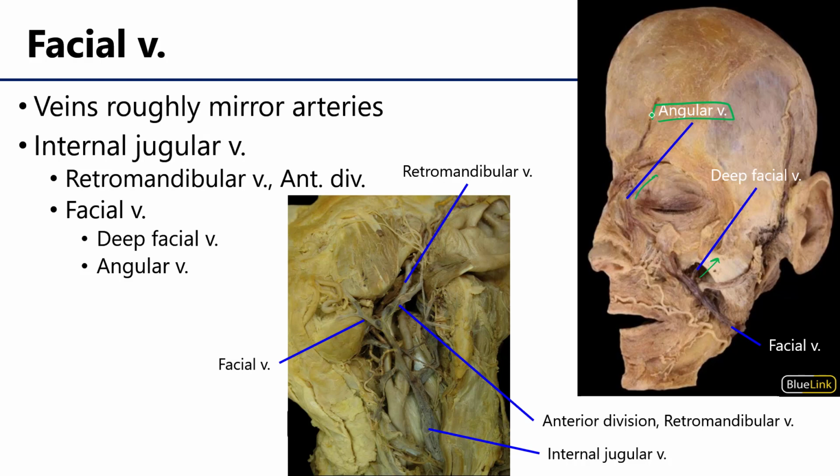Now that facial vein is going to move through the submandibular space, and we can see that submandibular gland there, and it's going to join up with the anterior division of the retromandibular vein. So recall that retromandibular vein has an anterior and a posterior division. The posterior division meets up with a vein coming from behind the ear, so the posterior auricular, to form the external jugular vein, whereas the facial vein and that anterior division of retromandibular usually form a common trunk, and they're going to drain into the internal jugular vein and carry that blood back down toward the heart.